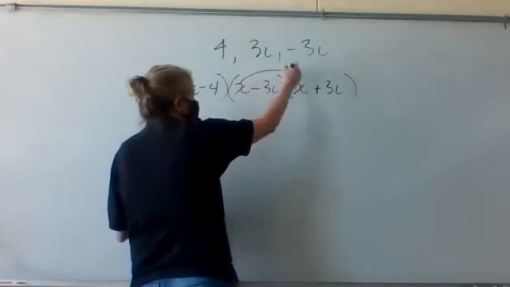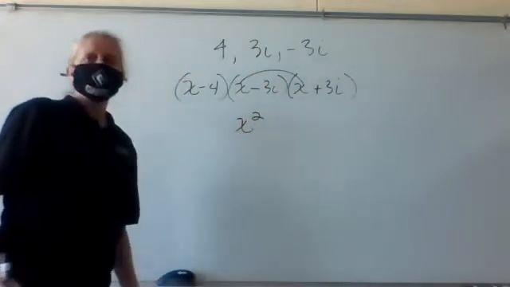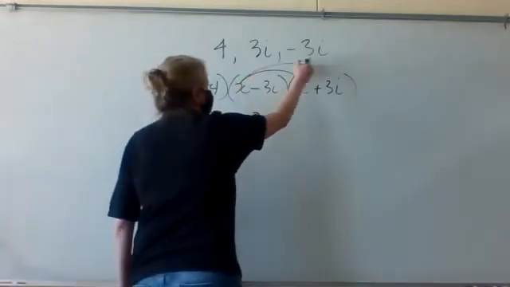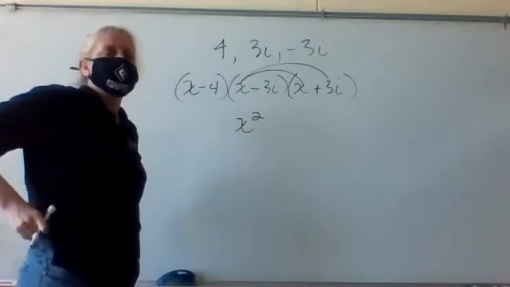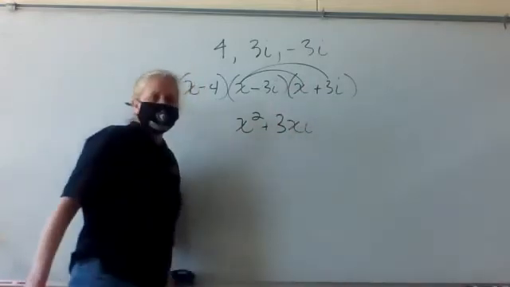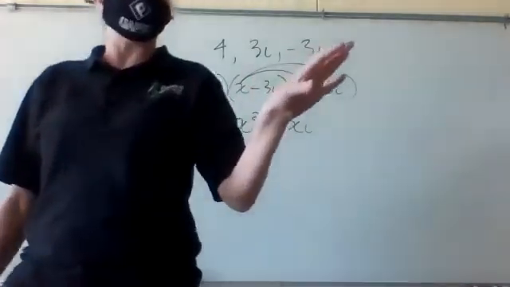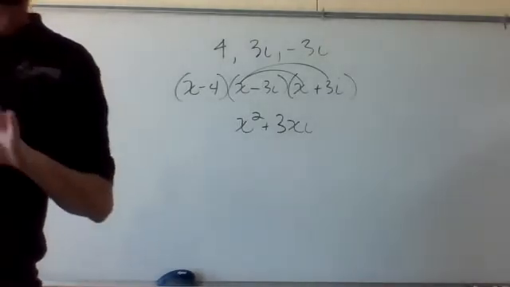So let's do this first. So I have x times x. Give me x squared. My outer x times positive 3i gives me positive 3xi. I'm just going to write the i in the back. If you write ix, it's really not that big of a deal because you'll see why in just a second.